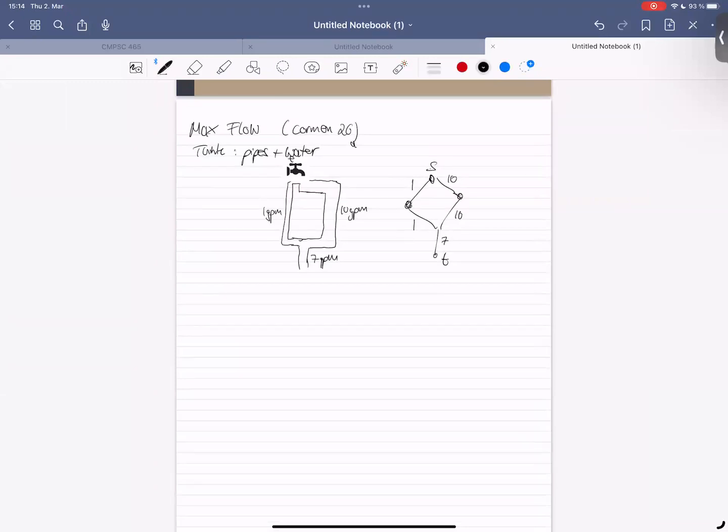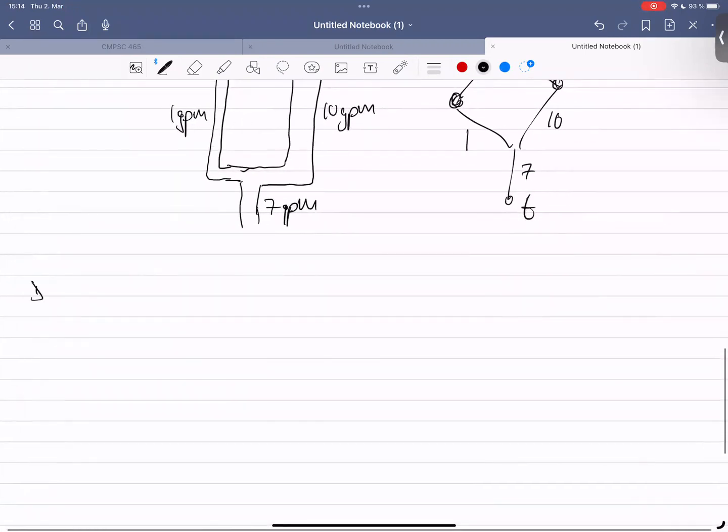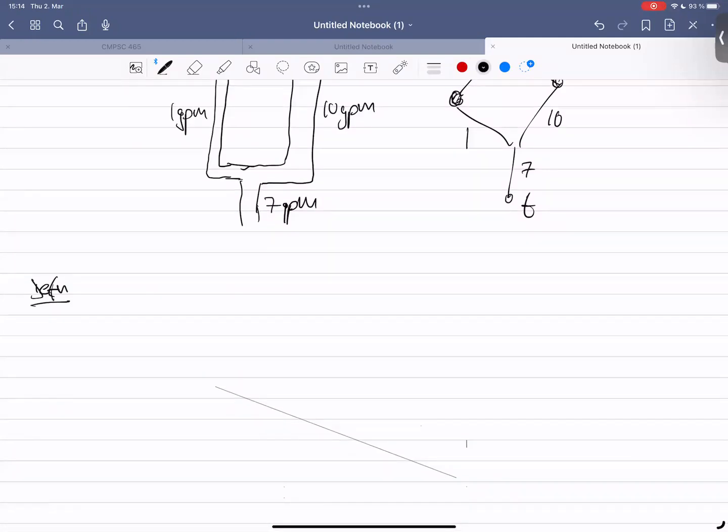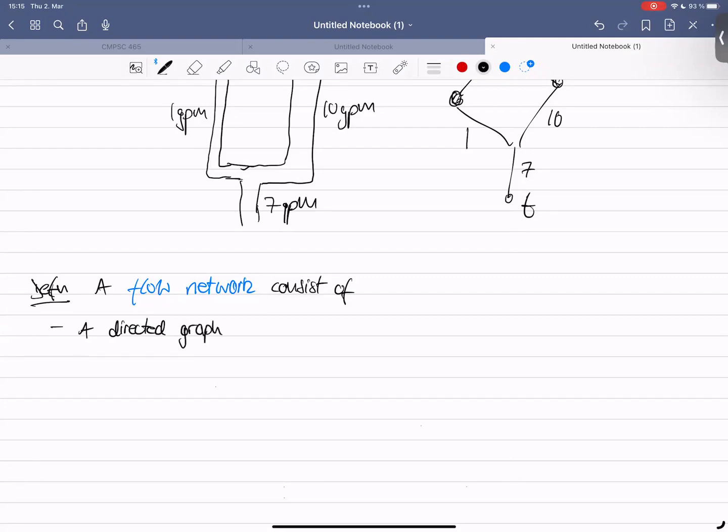So let's try to formalize this a bit more carefully as a so-called flow network. Let's define a so-called flow network, which will consist of exactly the things that we have just mentioned. We have a directed graph G with nodes and edges.